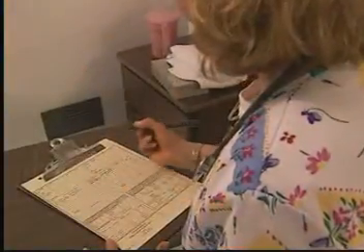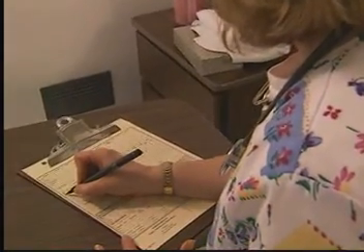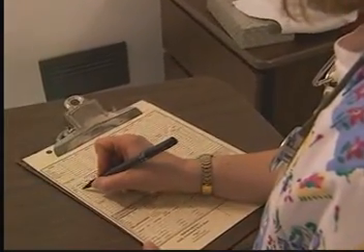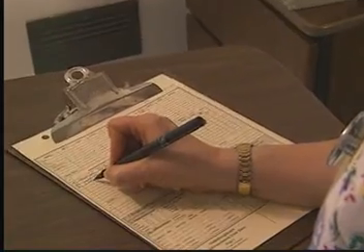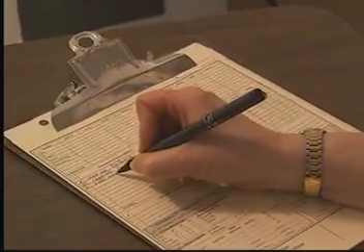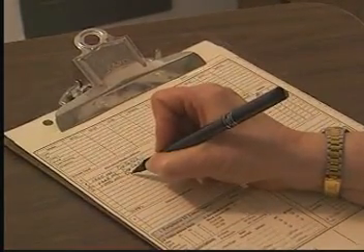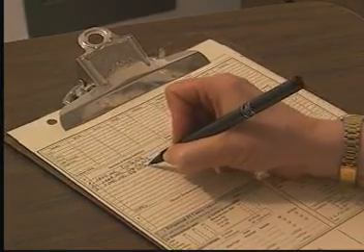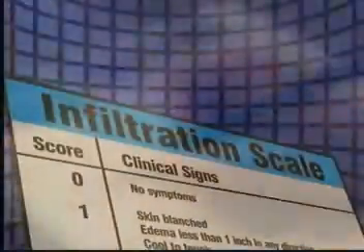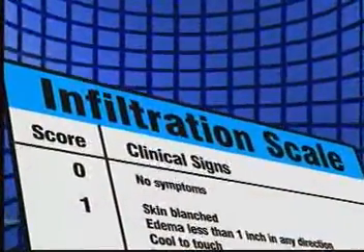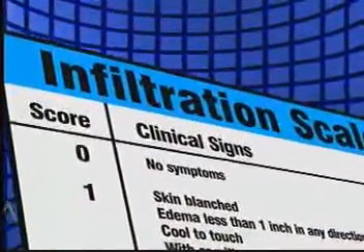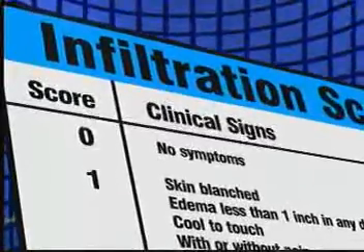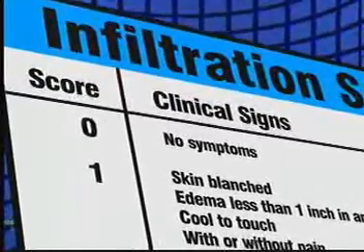All right? Good. Document your assessment findings in the patient's record and report any problems you have identified, as well as any corrective actions you have taken. Use measurable terms for problems such as infiltration or phlebitis to ensure accurate documentation and monitoring. An infiltration scale developed by the Infusion Nurses Society can help you quantify signs associated with infiltration.